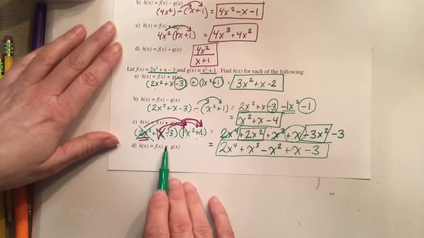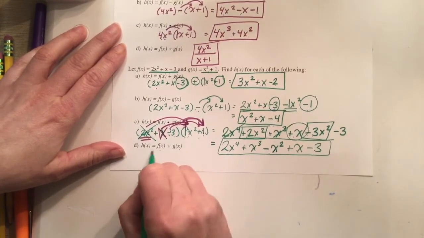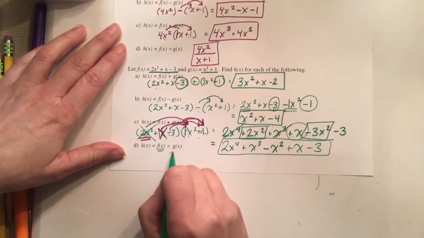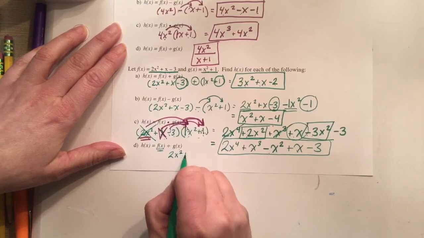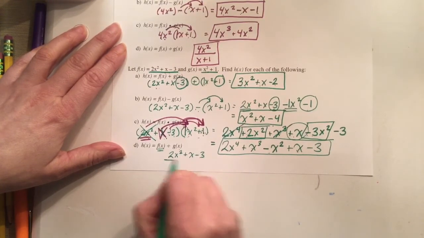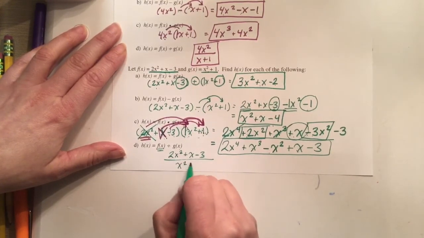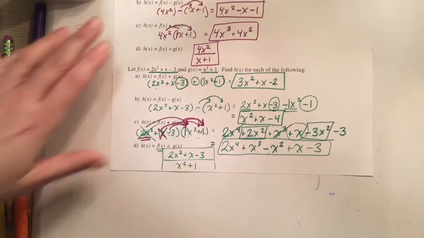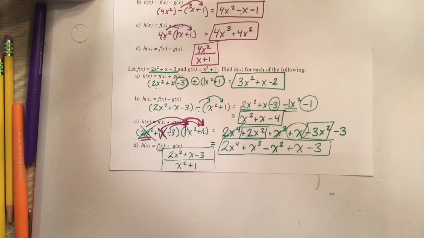If we're taking f of x divided by g of x, f of x is mentioned first, so it goes on the top. 2x squared plus x minus 3 over x squared plus 1. And guys, that is function operations.